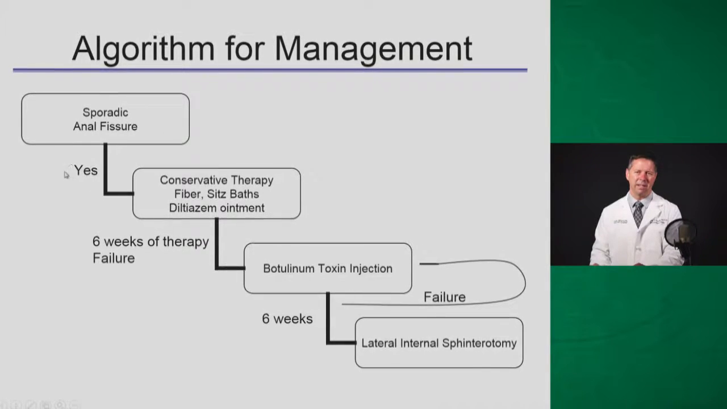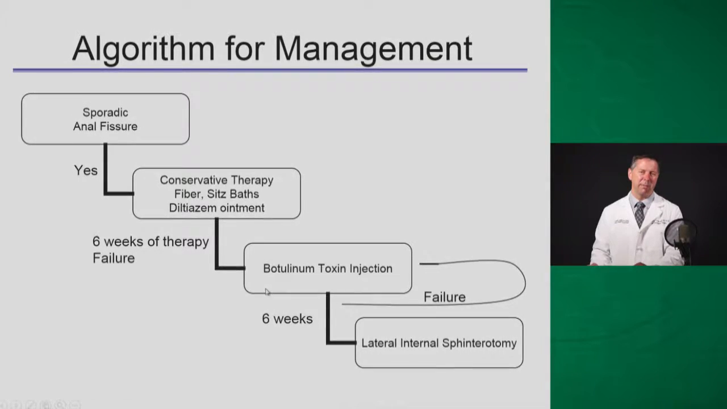If it's truly sporadic, I'll treat patients with conservative therapy: fiber, sitz baths, diltiazem, or nitroglycerin, nifedipine ointment, something like that. I'll try this for at least 6 weeks of therapy. If they fail, I may have them increase their fiber more. In general, patients aren't terribly reliable with their fiber treatment, so I'll have a further conversation. If they're in too much pain or if they've really failed and they want to move on, I'll consider Botox.